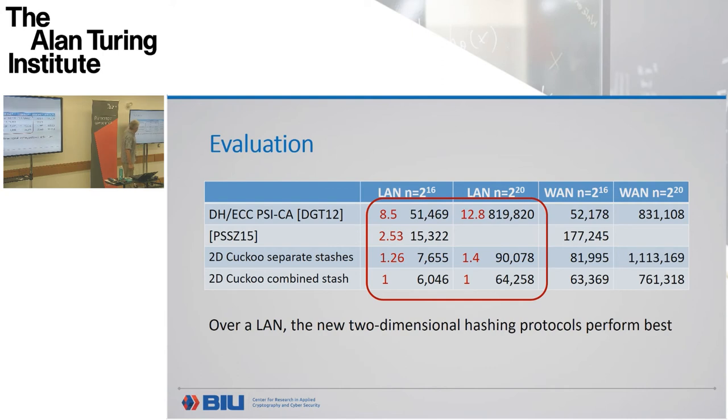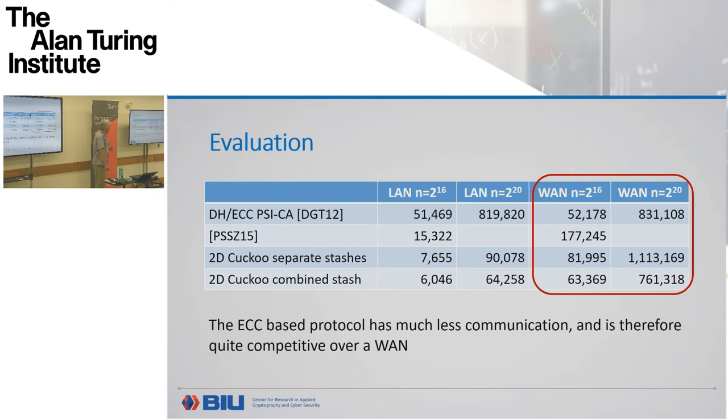Now, if we look at the LAN, our protocol performs much better. It's like 2 times 5 faster than the previous circuit-based protocol. And here, 8 times faster than the specific protocol. The previous circuit-based protocol couldn't run on a LAN on this size of inputs. The implementation wasn't good enough for that. If you look at a wide area network, then actually the size of the circuit matters less.